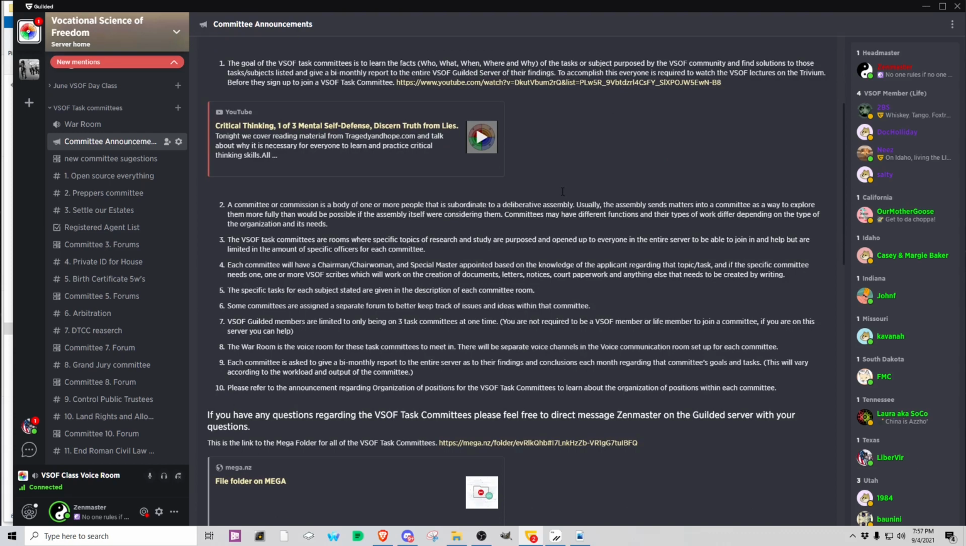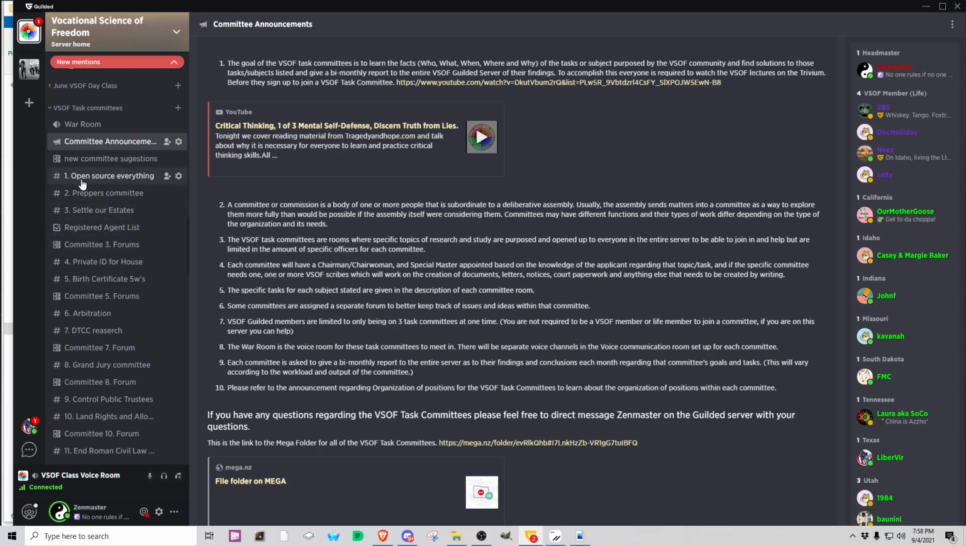All right, 2, a committee or commission is a body of one or more people that is subordinate to a deliberative assembly. So we are the whole assembly, and then the committees will be separate parts of us doing our thing. Usually the assembly sends matters into a committee as a way to explore them more fully than would be possible if the assembly itself were considering them. Committees may have different functions, and their type of work differ depending upon the type of organization and the needs, obviously. So we have these, they're all organized on the side here. And I've put up, and each one of them eventually may have their own specific forum, but at least I've got the specific committee set up.